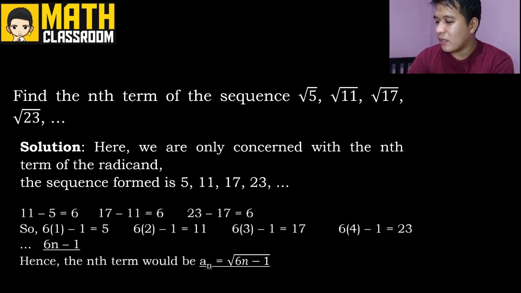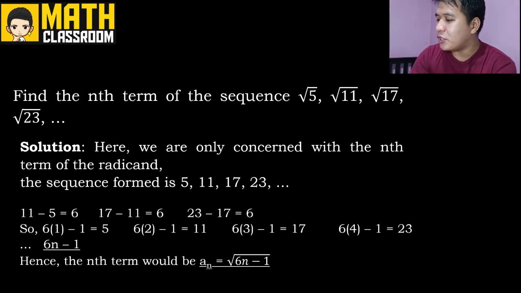Check natin ha. 11 minus 5, you will have 6. 17 minus 11, also 6. 23 minus 17 is also 6. So, lahat sila, ang common difference niya ay 6. Sabi nga natin, kung ano ang common difference, yun ang magiging numerical coefficient ng n. So, dahil ang common difference ay 6, we will have 6n.